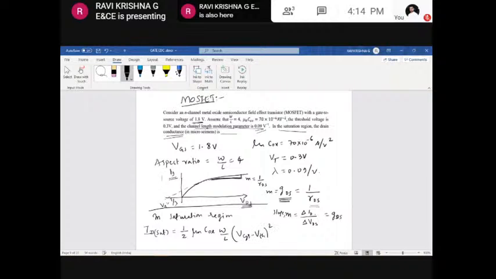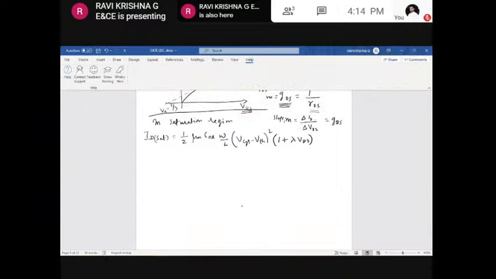Since the channel length modulation parameter is given here, we need to add that channel length modulation effect to this equation, that is, 1 plus lambda VDS.